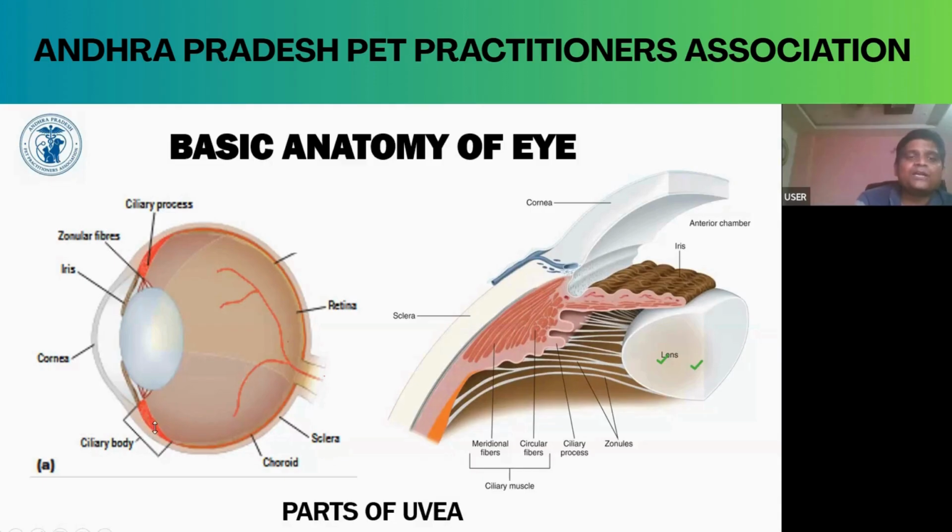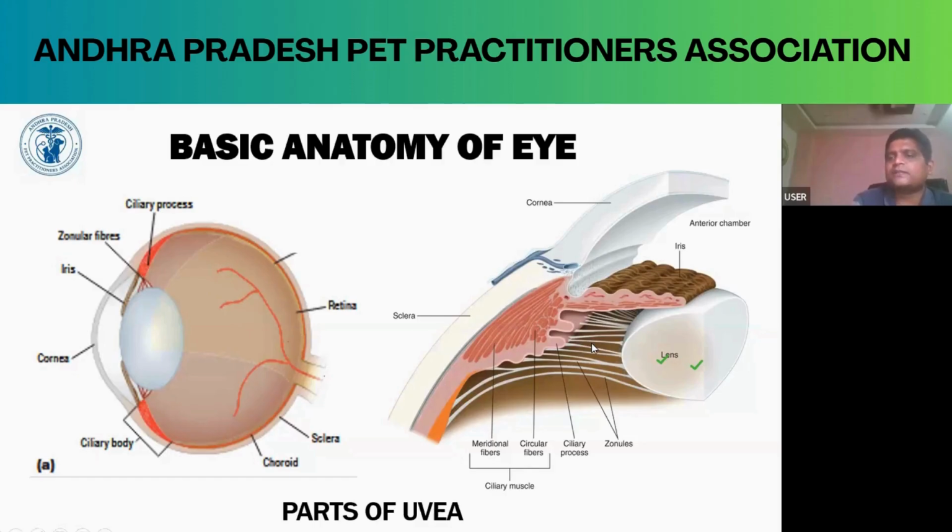Here the ciliary body contains the ciliary muscles. Here you can clearly appreciate the ciliary body. Inside you can appreciate the ciliary muscles, which are responsible for the constriction and dilatation of the pupil. The pupil is not a separate structure; because of the constriction and dilation, there is an opening, which is the pupil. Here you can appreciate the finger-like projections from the ciliary body, which are the ciliary processes. From the ciliary processes, fiber-like structures attach to the lens, and these are responsible for holding the lens in position.